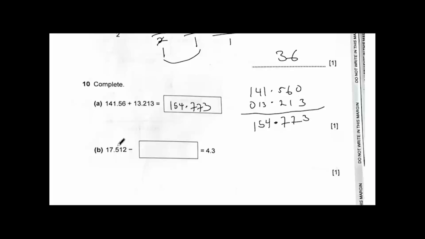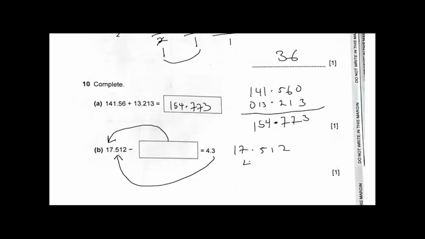So the next one is 17.512 minus this to get 4.3. So ordinarily, if you subtract the number you have here from this, it will give you 4.3. And also, if you subtract 4.3 from this, it will give you what you should have inside the rectangle. That is the missing number. So we're going to do 17.512, then take away 4.3.